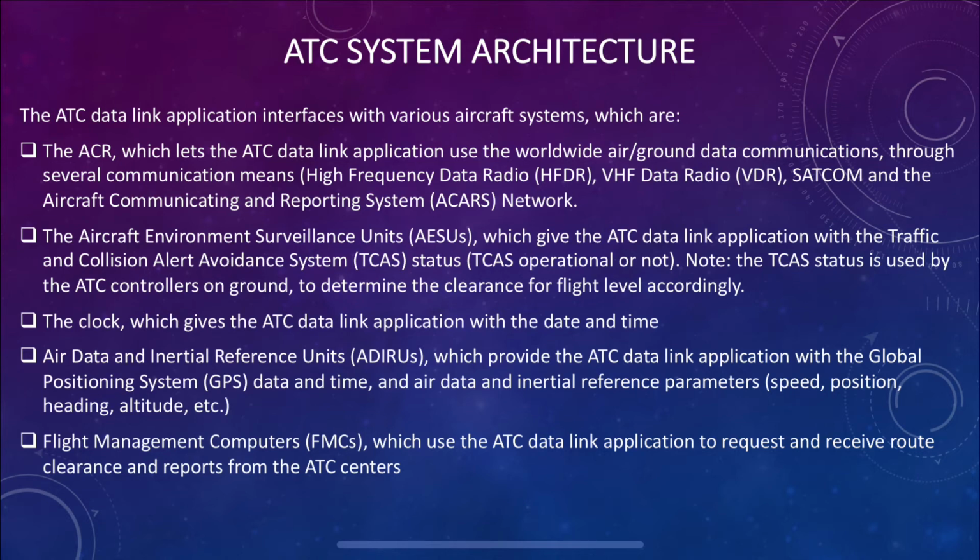The Air Data and Inertial Reference Unit ADIRU provides the ATC data link application with the Global Positioning System GPS date and time, and air data and inertial reference parameters such as speed, position, heading, and altitude. The Flight Management Computers FMC use the ATC data link application to request and receive route clearance and report from the ATC centers.